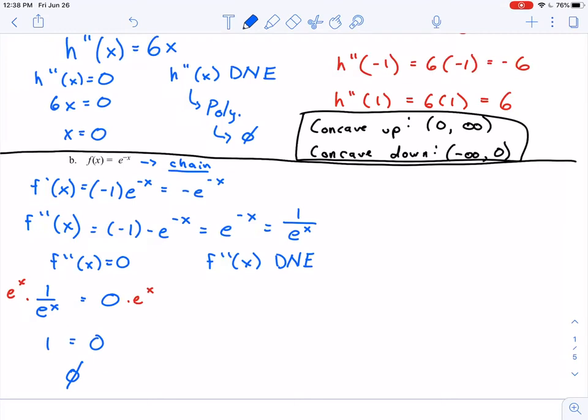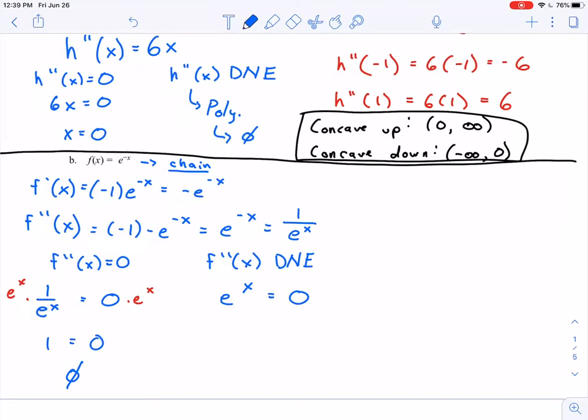So okay, we don't have any partition numbers there, but maybe we do where the second derivative does not exist. For that, I'm going to look at the denominator, and again, I think this is another reason why rewriting this expression with a positive exponent is a little bit easier to work with, because I know that if I divide by 0, that expression is undefined. It does not exist. So I'm going to take my denominator, again, of e to the x, and set that equal to 0. e to the x is equal to 0.